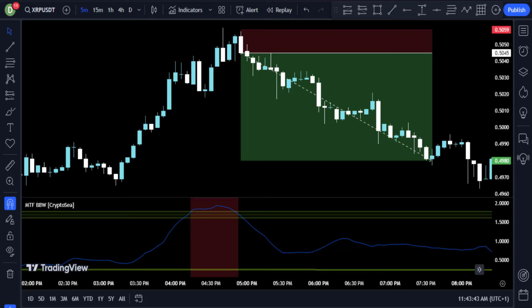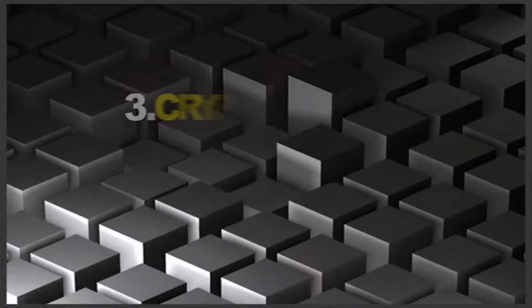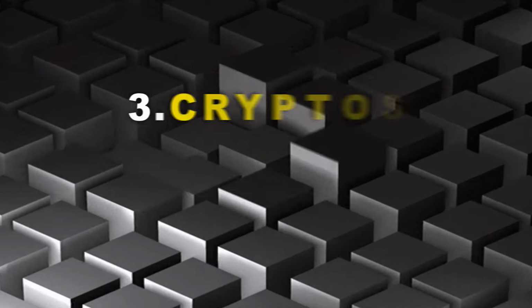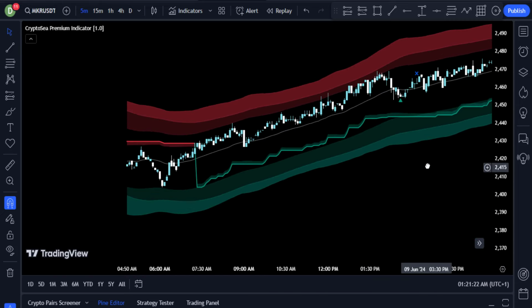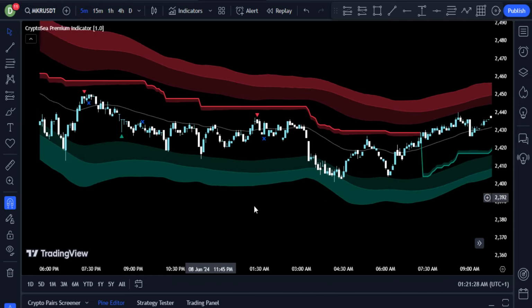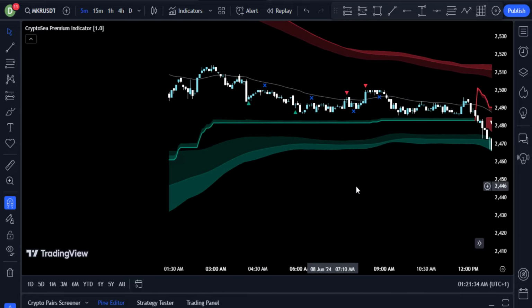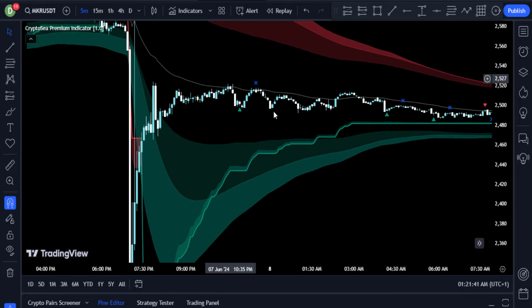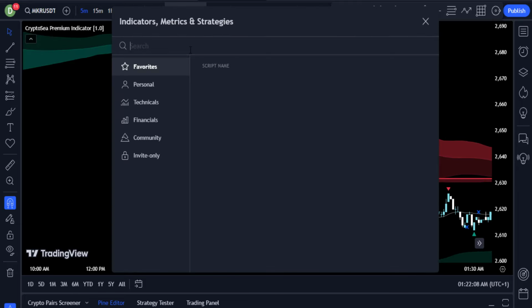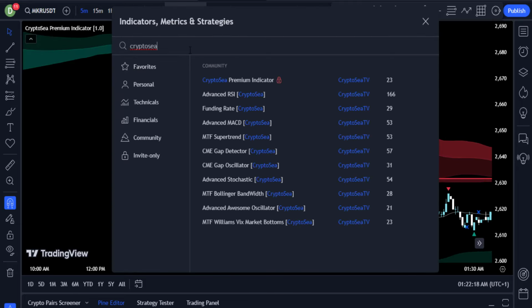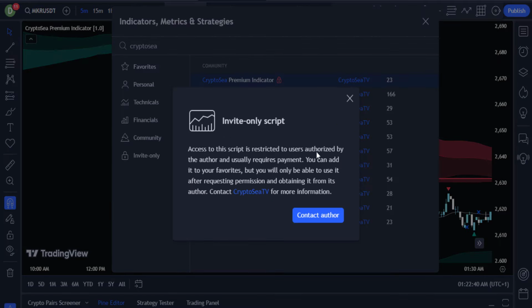The third indicator that you should absolutely check out is the Crypto C Premium indicator. Now, this indicator is a sophisticated tool that combines traditional and modern analytical methods to provide traders with actionable market dynamics insights. This indicator is an invite-only indicator, meaning that if you search here on the Indicators tab, you will see that the indicator is locked and you cannot add it to the chart because it's a paid indicator, and that you have to be given access for you to use the indicator.